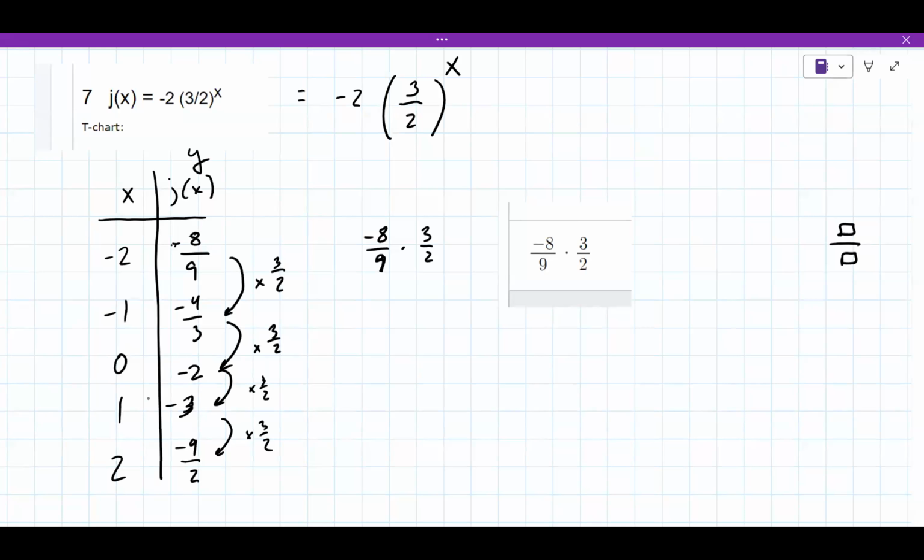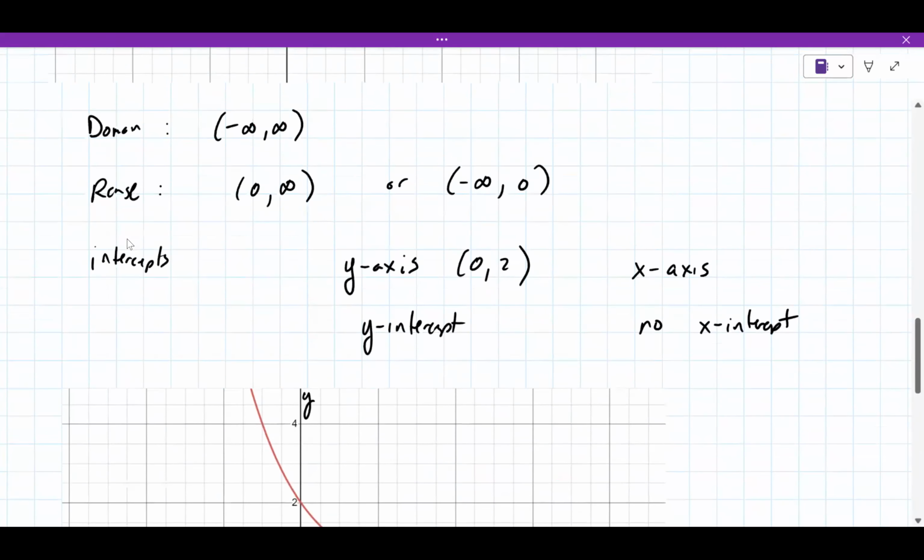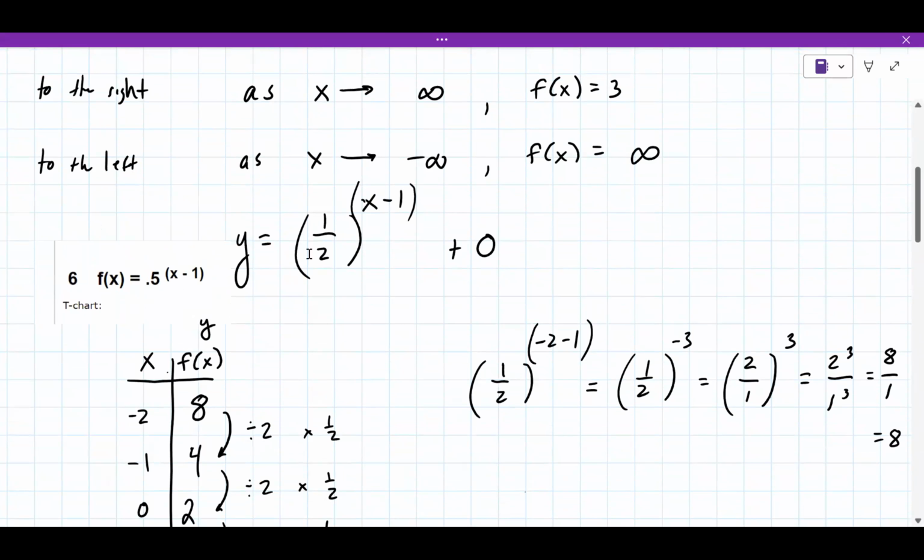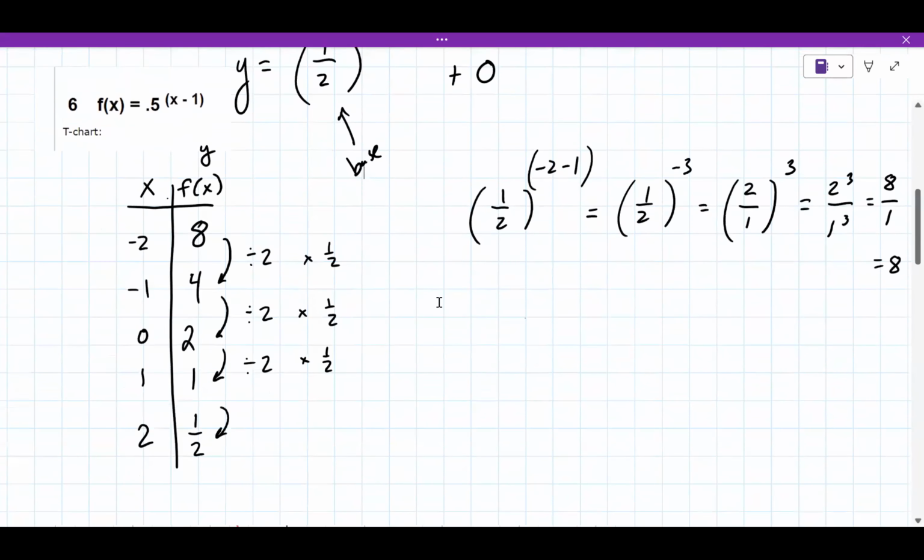And where does the 3/2 appear in your function? It appears in the j of x value, like... Okay, so this is called the base. It appears in our base. Yes. And is that the same as where the multiplier appeared in the previous problem? Did the multiplier appear in the base? Yes. And that's always the case. It's always there in the base.